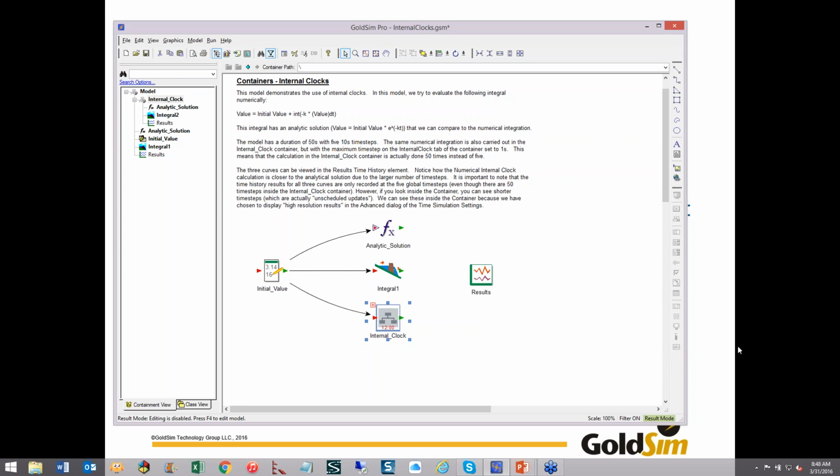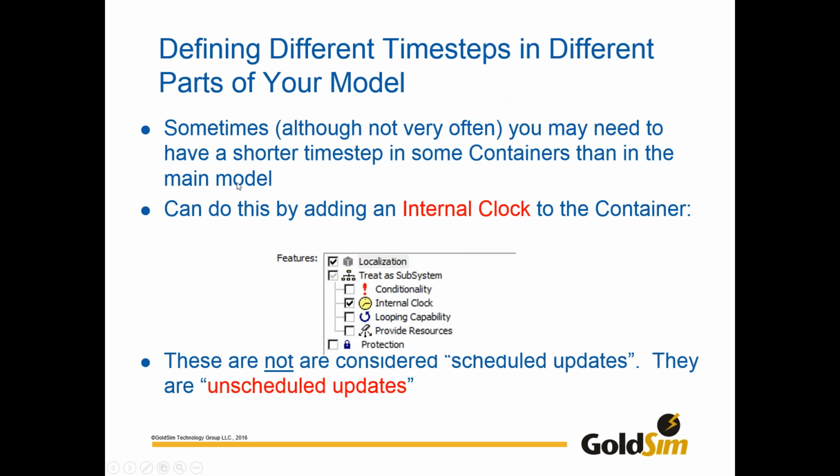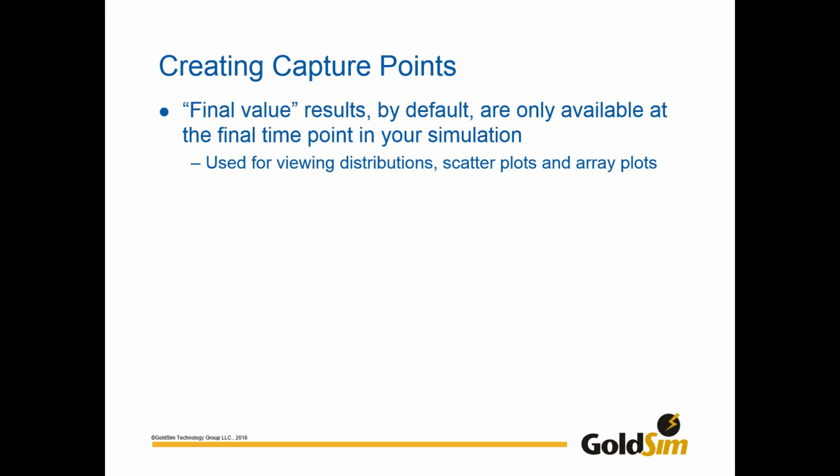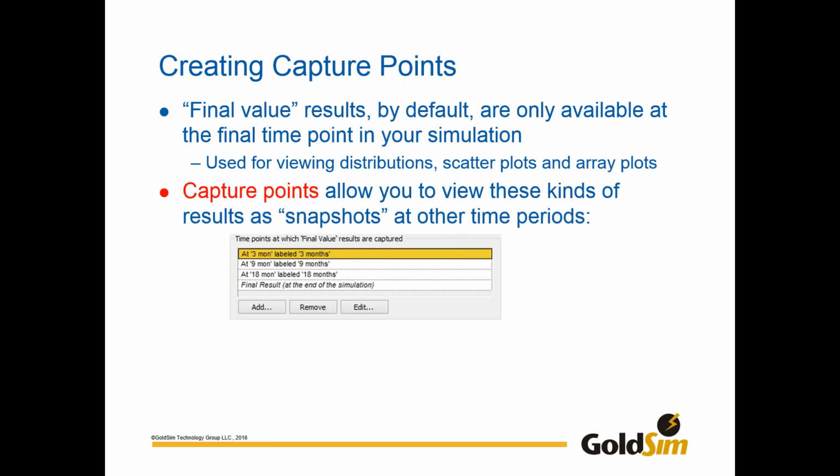Okay, the second to last thing I want to talk about here is creating capture points. We have this concept of what we call final value results. You want to look at a distribution or a scatter plot or an array plot. We do these things at the end of the simulation. Sometimes, however, it might be very valuable to plot distributions in the middle of a simulation, and in order to do that, I have to create what I call capture points.